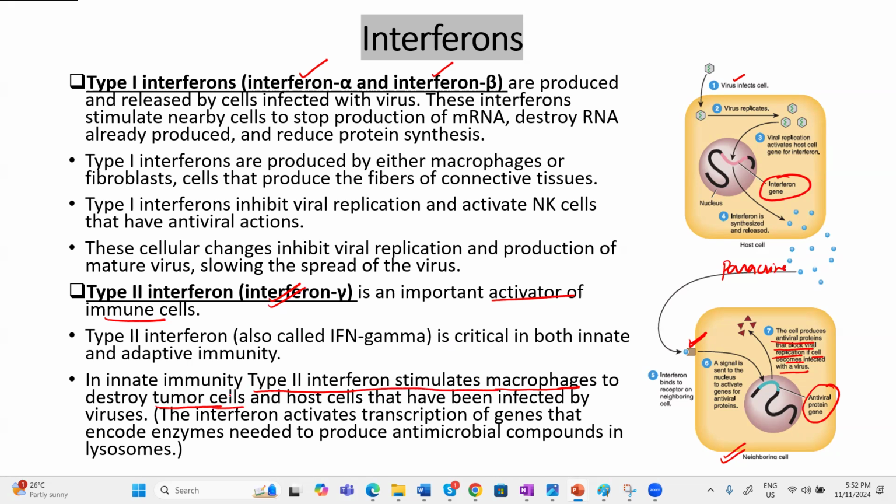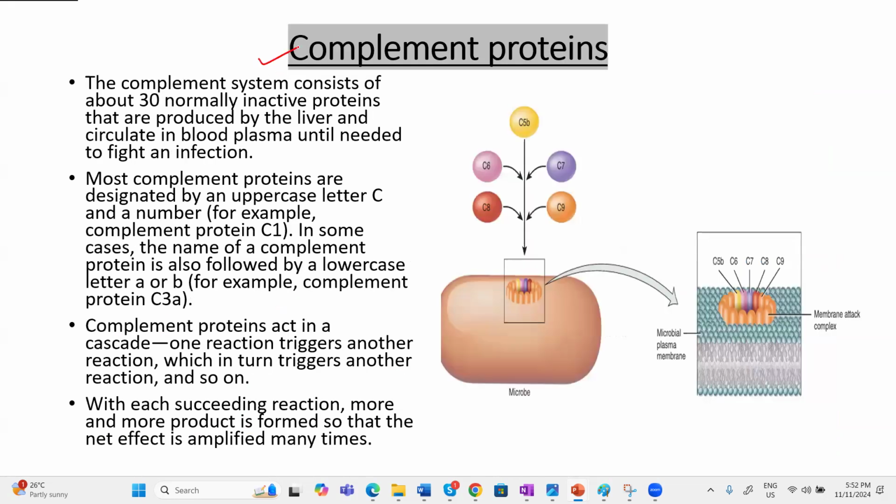So I hope that up till here the concepts are getting easier. Now see next, complement proteins. This is also a non-cellular method of the second line of defense. Is it clear? Non-cellular method. 30 types of proteins are present in the blood plasma in inactive form, made by the liver.